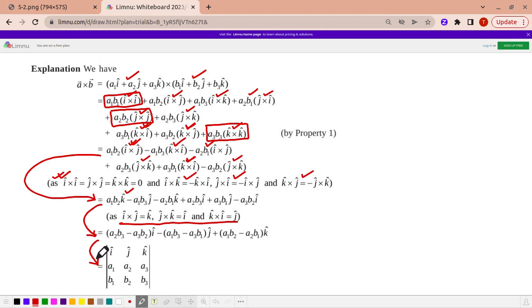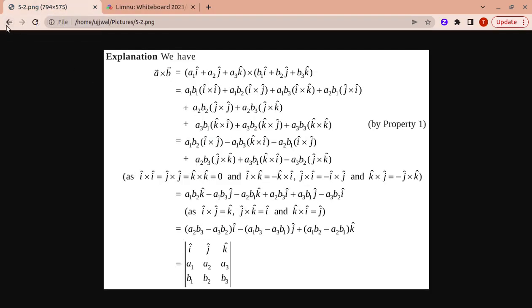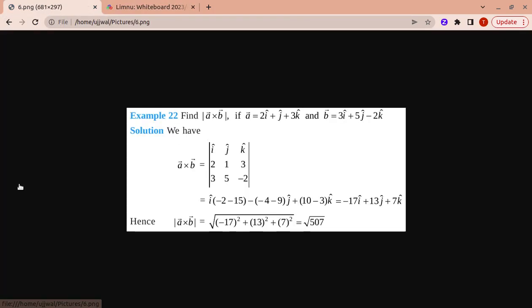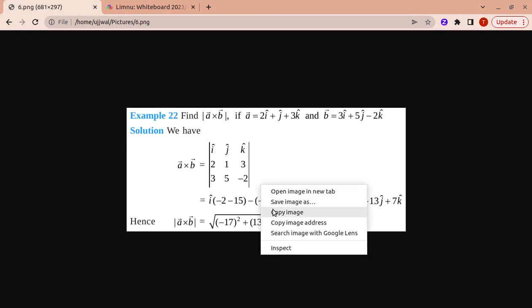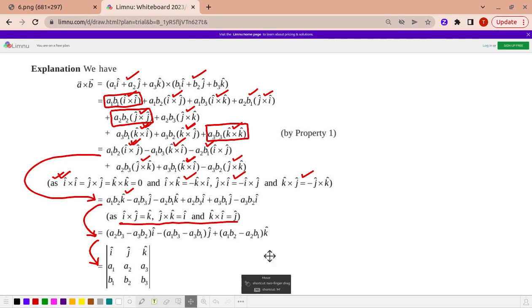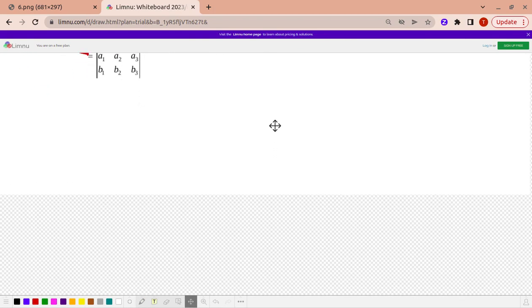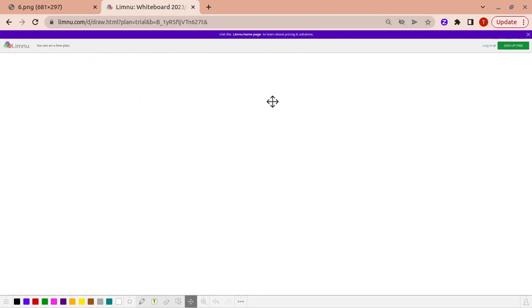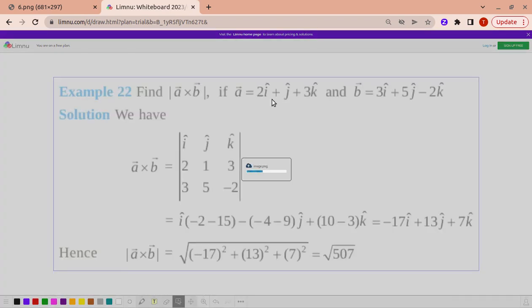So I hope you got a very clear idea how this derivation in the determinant form came for a cap cross b cap. Okay, now let's proceed towards a few questions. Let's solve a few examples together, and it will clear whatever understanding we have just discussed.